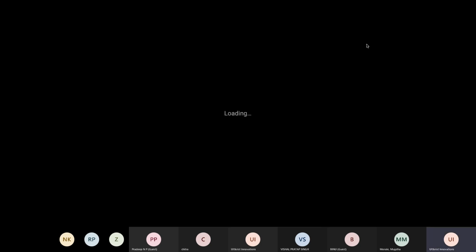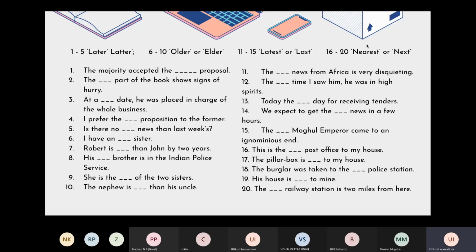Okay, so question number 11 to 15 is latest or last. Question number 16 to 20 is nearest or next.